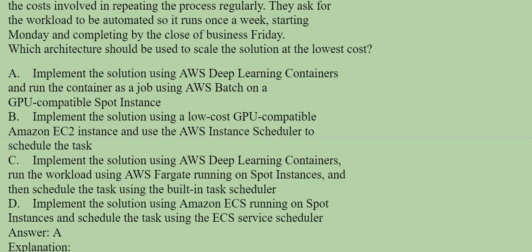Run the workload using AWS Fargate running on Spot instances and then schedule the task using the built-in task scheduler. Option D. Implement the solution using Amazon ECS running on Spot instances and schedule the task using the ECS service scheduler. Correct answer is option A.